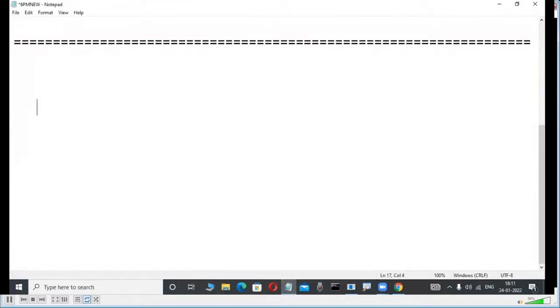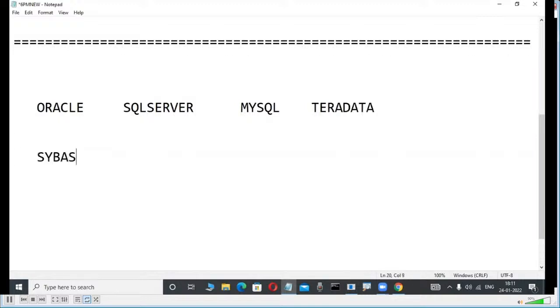Actually, now slowly observe it here. This is a demo class, something I'm telling only. Oracle is a product from Oracle Corporation. SQL Server is a product from Microsoft. MySQL is an open source product, which is also now from Oracle. Teradata is a product from NCR Corporation. Sybase is a product from Ingress Software. Like this, so many products are there.